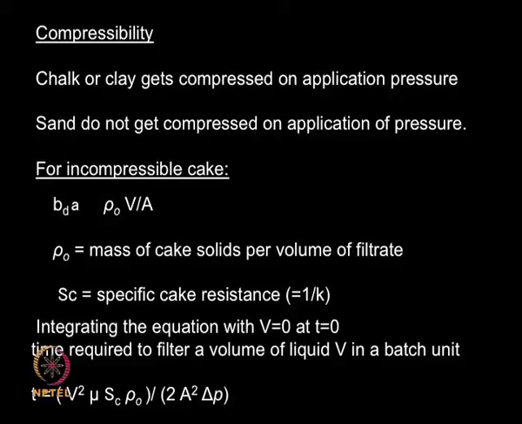physical properties of the slurry as well as the liquid, that is mu is the viscosity of the liquid, rho naught is the mass of cake solids per volume of filtrate, as you keep filtering, A is the cross sectional area and delta P is the pressure. So with this equation we can do many things. If I know how much liquid or slurry needs to be filtered, and if I know the area of the filter unit, I can calculate how long it will take to filter. Or conversely, if I want to filter a slurry of volume V in a certain given time t, what should be my area of the filter unit, I can calculate from this equation.